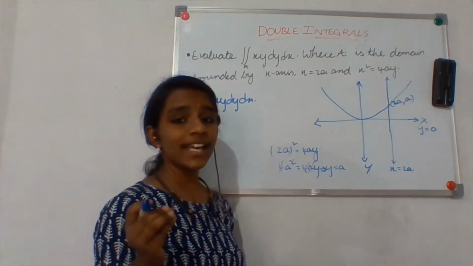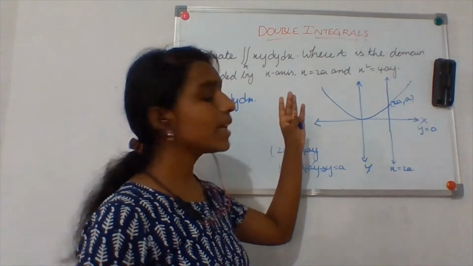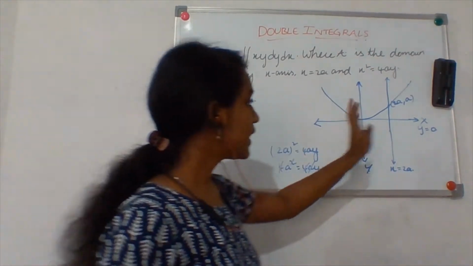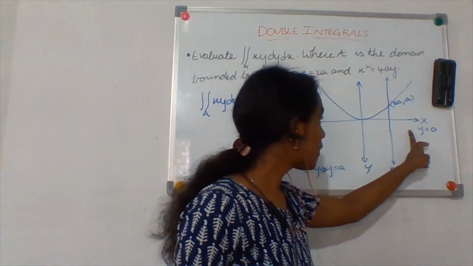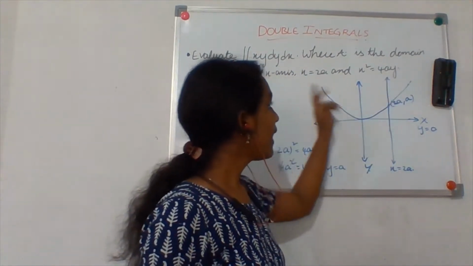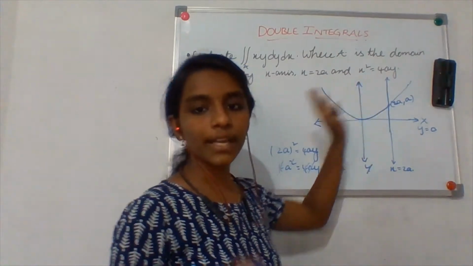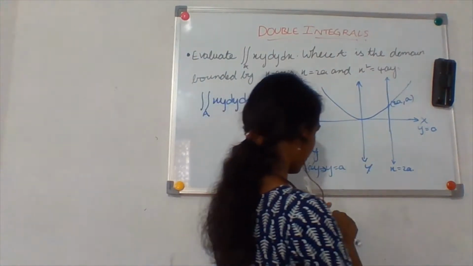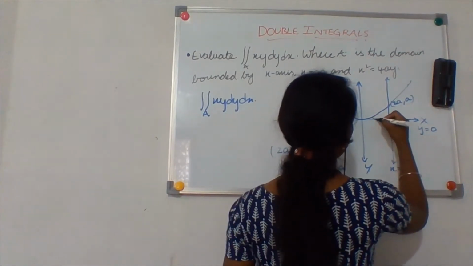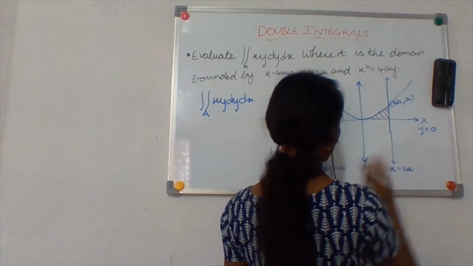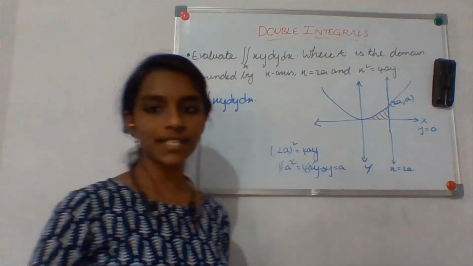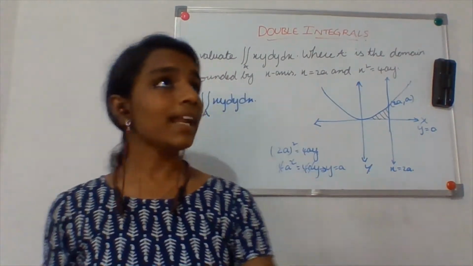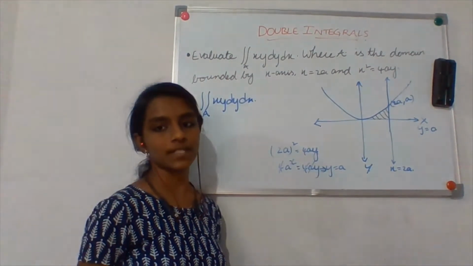So what is the area that is bounded by the three given curves? The three given curves are y equals 0, x equals 2a, and x square equals 4ay. So the required bounded region will be this. That is the region. And now how do we find the limits from this?